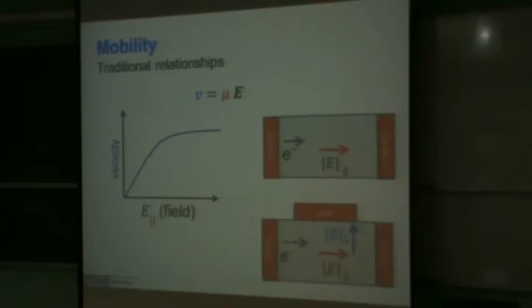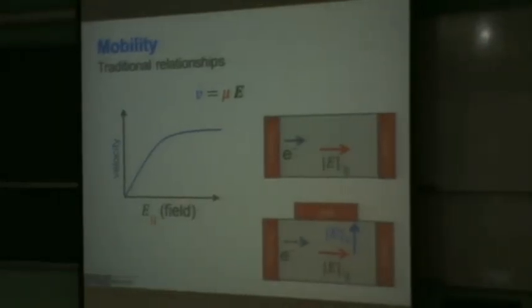So if you add a gate to this, again, I'm glossing over some things here, but I'm just trying to give you the essential points. If you were to add a gate to this experiment, you're going to now be accelerating these electrons toward the surface of this semiconductor. It's going to experience surface scattering, and you end up getting a degradation of velocity that depends upon the magnitude of this field.